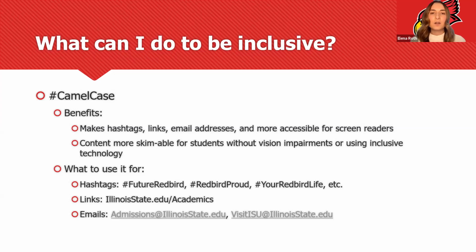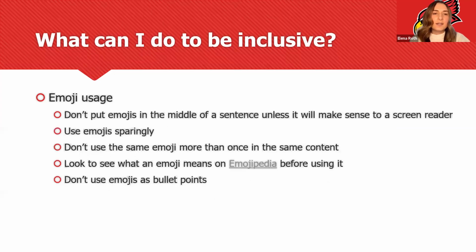Also, for skimmability for students without visual impairments, creating hashtags, links, and emails with camel case, capitalizing the first letter of each word, increases skimmability and overall comprehension for people. I've included a bunch of examples below. One of the examples is hashtag YourRedbirdLife, so the Y, the R, and the L are all capitalized. Same goes for links and emails. Let's go to the next.